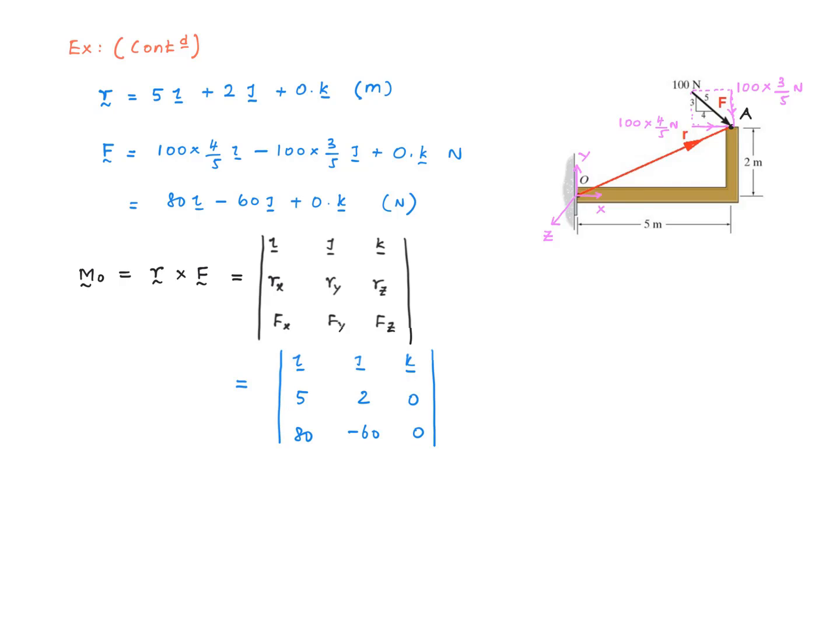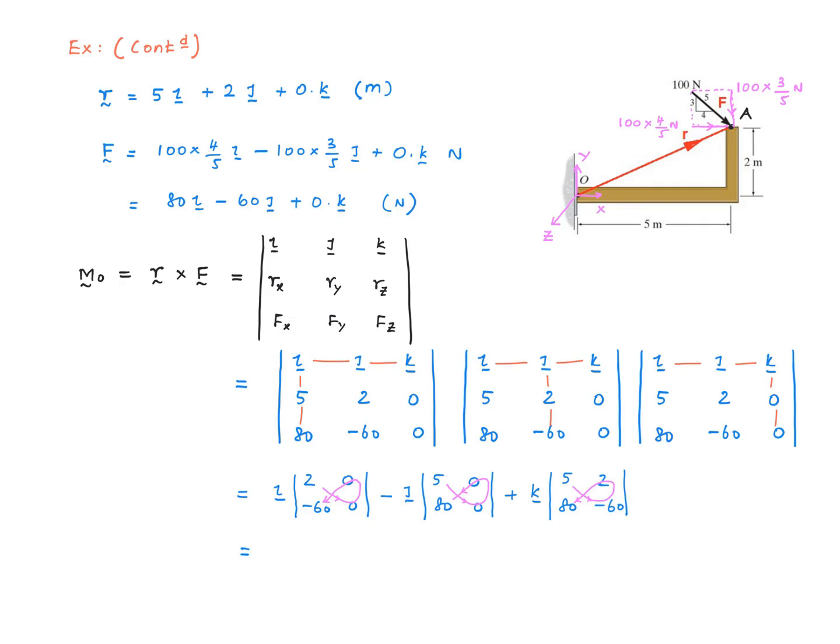And the third row has the components of the F vector, which are 80, minus 60, and 0. So to expand this, I copy this 3 times and strike out these rows and columns, right? And then come up with this equation that contains the 2 by 2 determinants. So in the first case, these are the leftover numbers. In the second case, this 5, 0, 80, and 0 are the leftover numbers. In the third case, 5, 2, 80, and minus 60 are the leftover numbers.